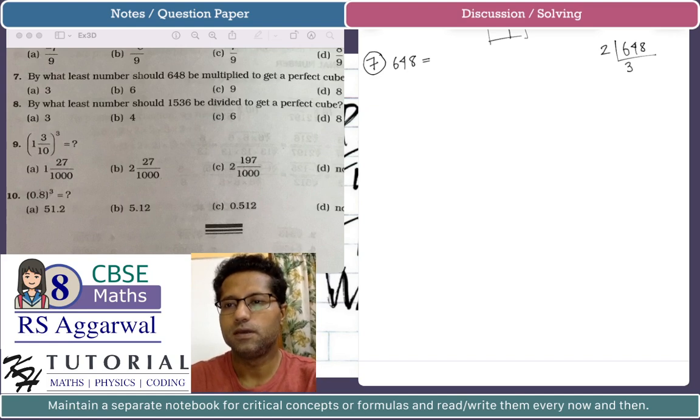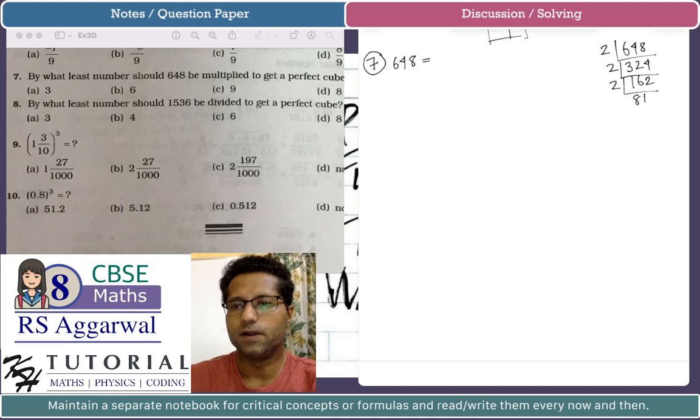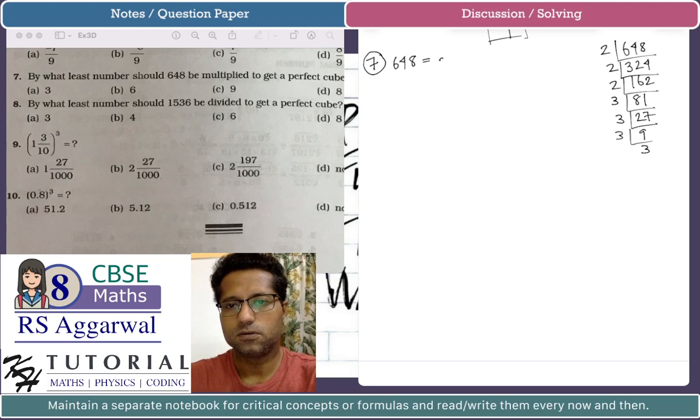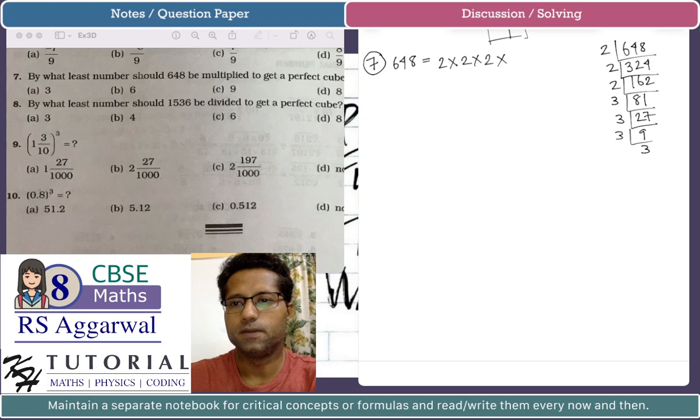This will be 324, again 2, 162, 2, again 2, 81. We know this is 3, 27, 3, 9, 3, 3. Okay. So the prime factorization of 648 is 2 multiplied by 2 multiplied by 2 multiplied by 4 3s.